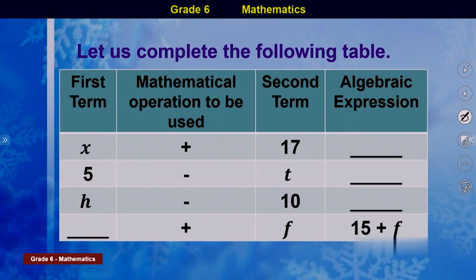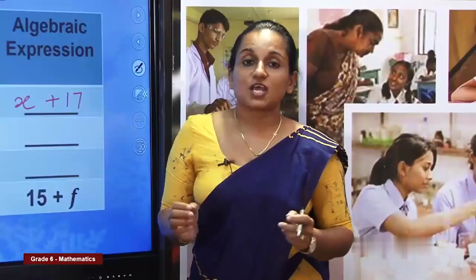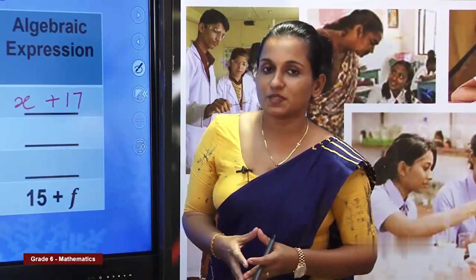Let's go to my first example. My first term is x. Then the mathematical operation I have to use is plus. And the second term is 17. What is the algebraic expression that we can build? I can build x plus 17. Shall we move to the next example?